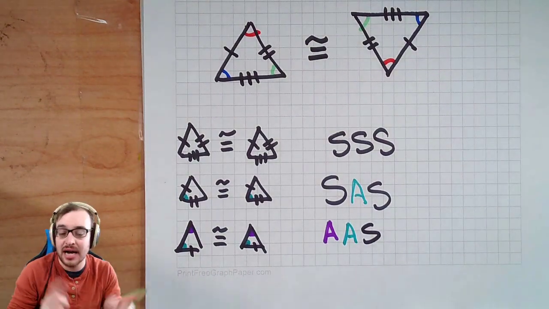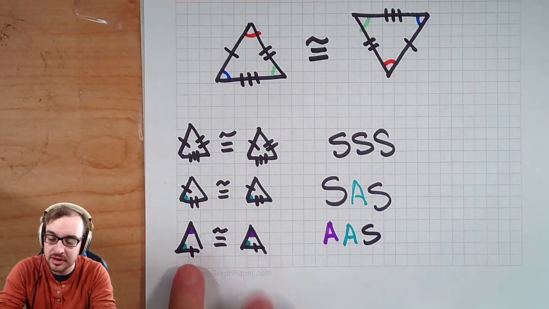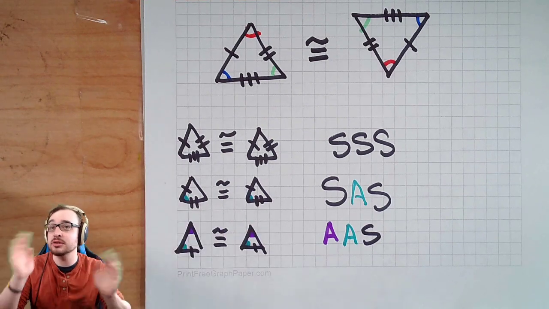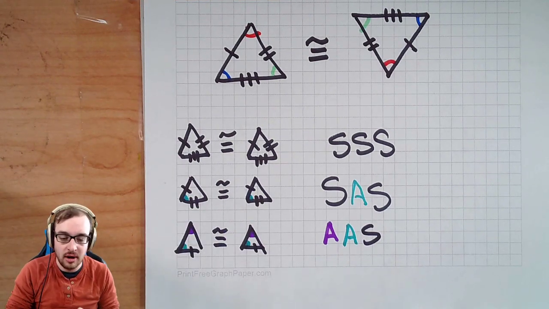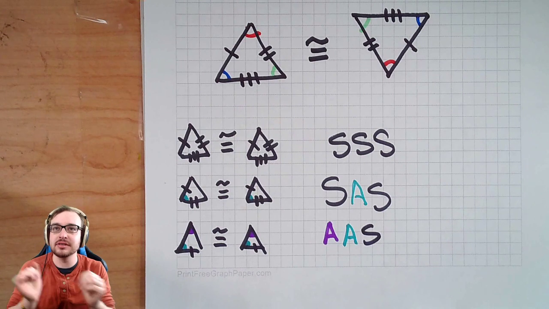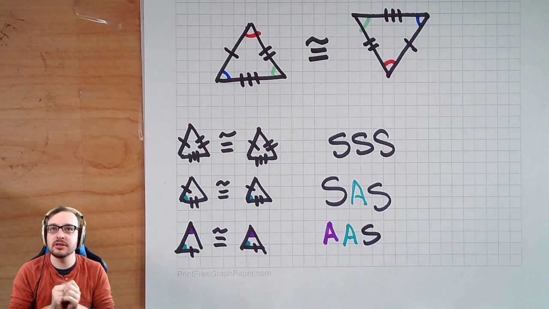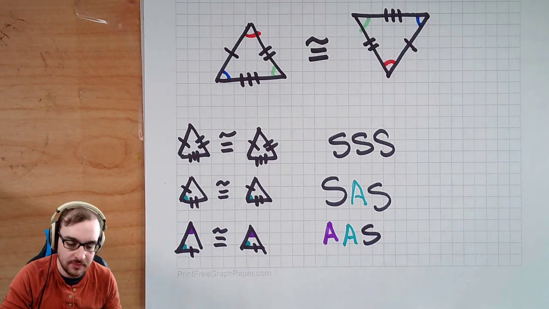You can also write this backwards, SAA, right? You could read this as a side followed by two angles. That's totally fine, right? It's the same thing. What you can't do, however, is rearrange the letters. You can flip them forward and backwards, but you can't rearrange them. So what do I mean by that?